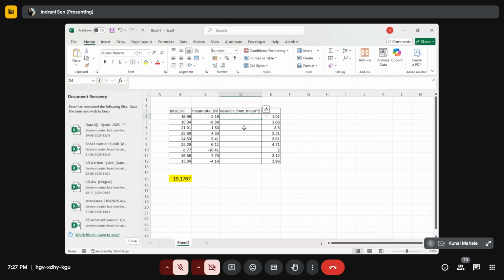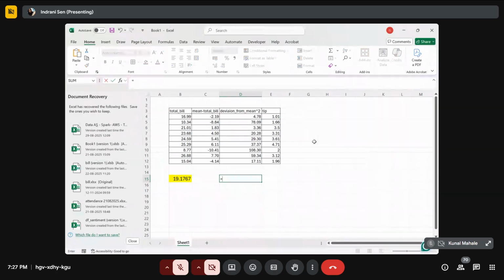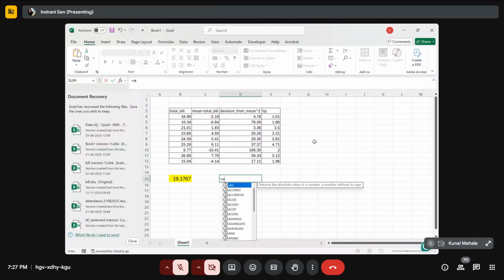Deviation from mean square, and I'm writing equal to. So we have done deviation from mean square. After that, we want to take out the average deviation here. The average deviation is called variance. We get a metric called variance here, which is the average deviation from the mean.